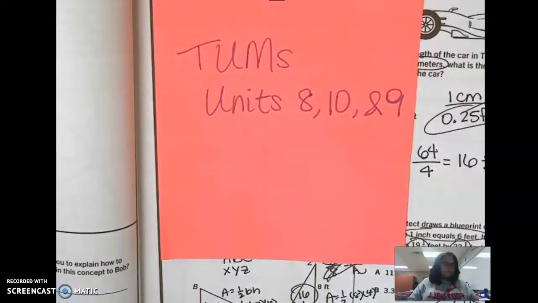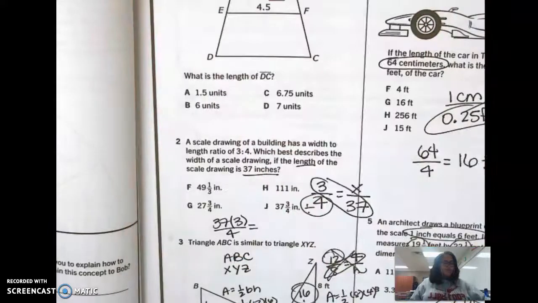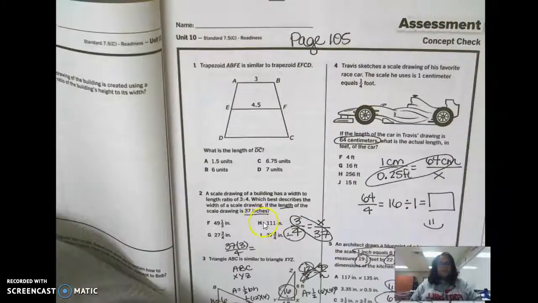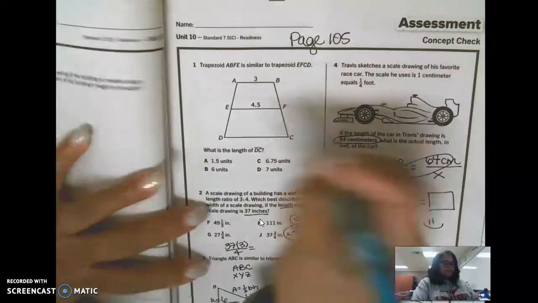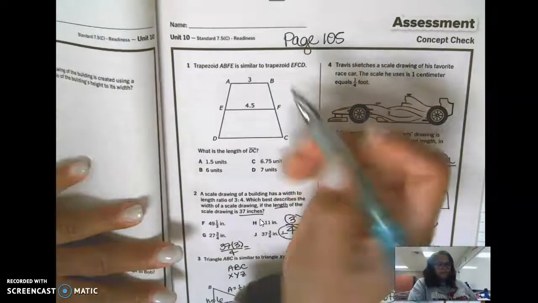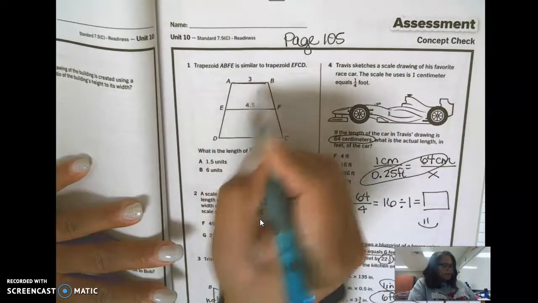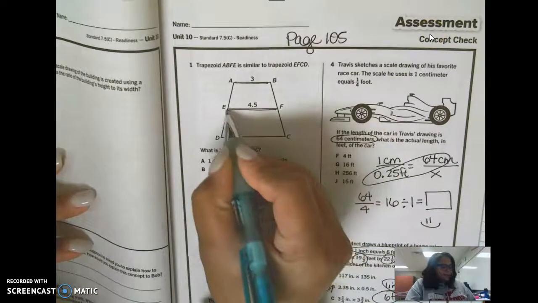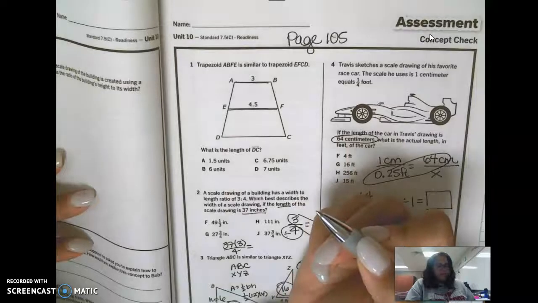All right, I got some more TUMs, Unit 10, and then we'll get into Unit 9 as well. So this is still page 105. Let me zoom out a little bit. And this is the trapezoid question. So we have 3 measurements here, but keep in mind that this and this is the top and the bottom of trapezoid ABFE, but this measure is also the top of trapezoid EFCD.